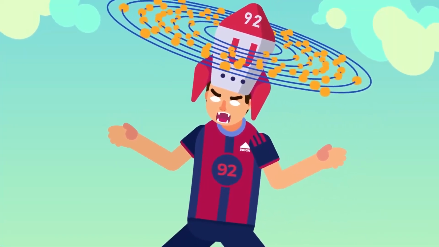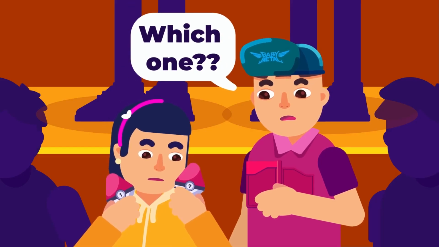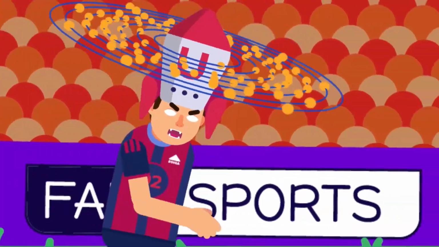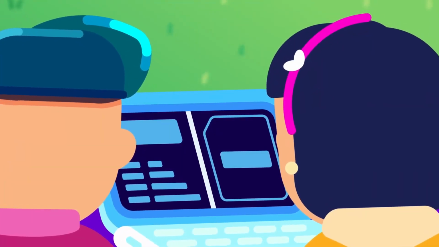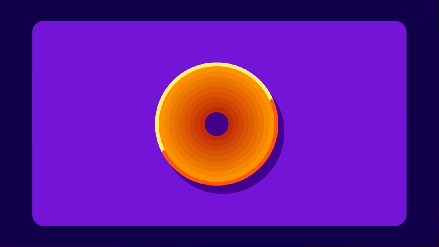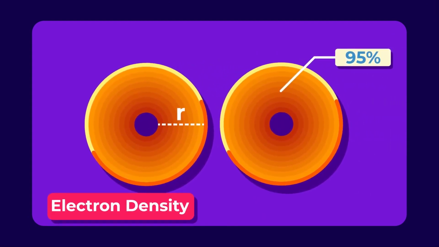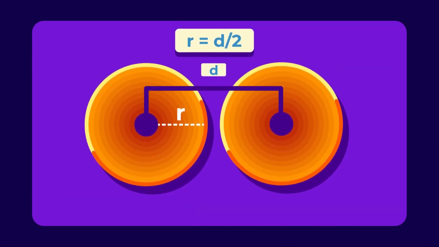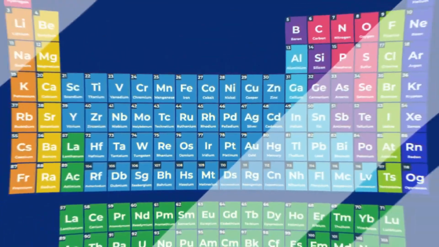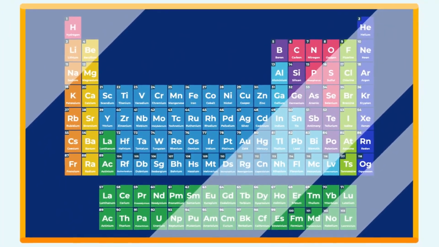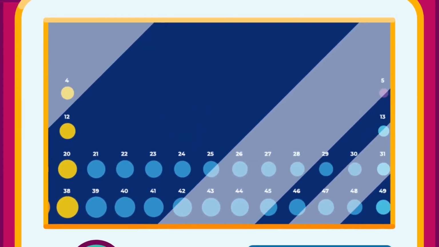There are a few patterns, known as trends of the periodic table, that we need to know about. The first trend is atomic radius, which also determines atomic size. The effective atomic radius is the distance from an atom's nucleus to its outermost orbital, in which 95% of the electron density is found. This can be measured as half of the internuclear distance, and it decreases across a period. So, as you go from left to right across a period, the atoms get smaller. This is because electrons are being added to the same shell.